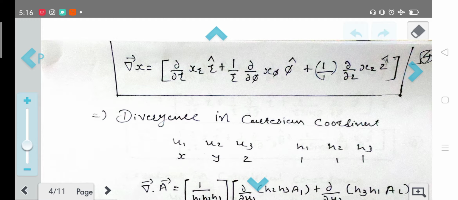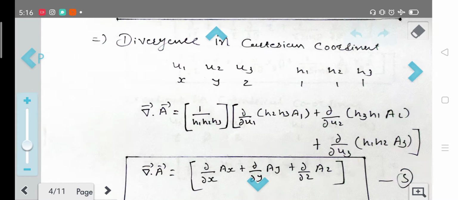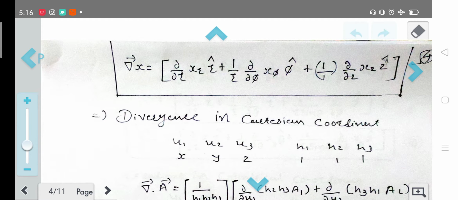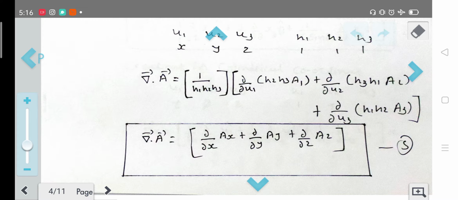Now let's talk about divergence. In divergence we have equations. Let's talk about the coordinate system first. We are going to talk about divergence in Cartesian coordinates. So the coordinates will be x, y and z, and the corresponding values of h1 h2 and h3 will be 1, 1, 1.